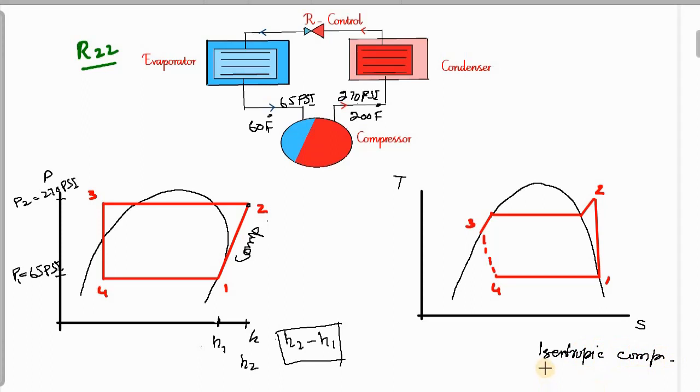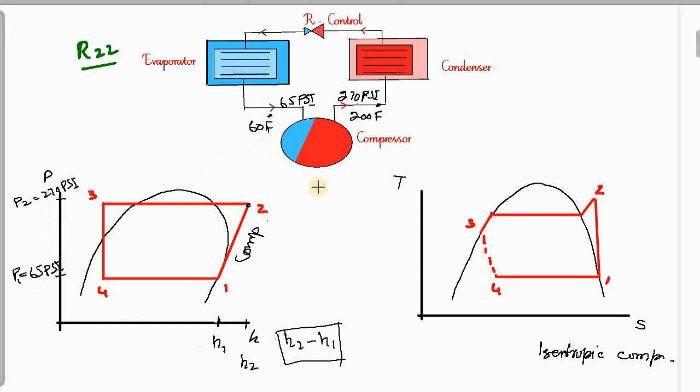And what is meant by isentropic compression? It is the process where the entropy of the system remains constant, and here you can see that this is a constant entropy line. During this compression process, the pressure increased from 65 to 270 psi. On the pH diagram, you can see that this is our pressure P1, which is 65 psi, and this is our pressure P2, which is 270 psi.